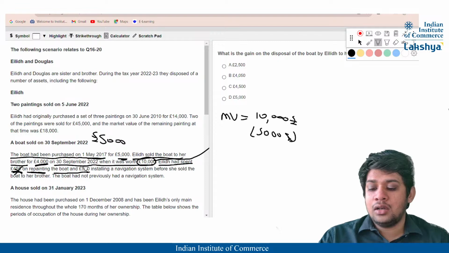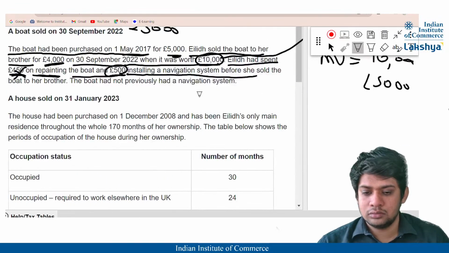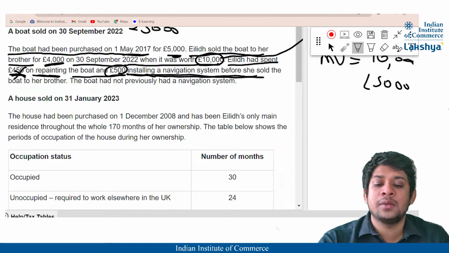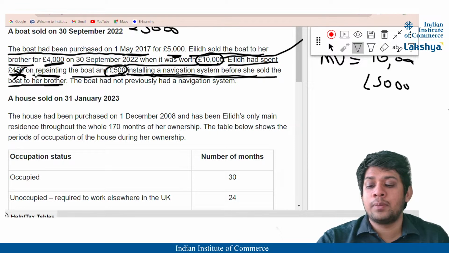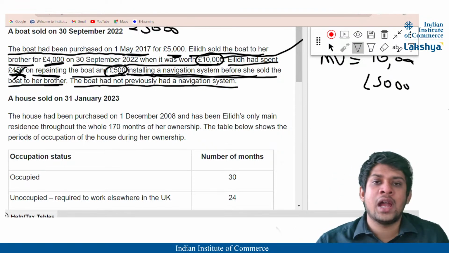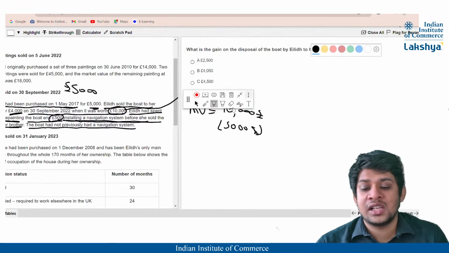The boat, and for repainting on the boat, 500 pounds installing a navigating system before she sold the boat to her brother. Okay, so that means she had installed a new navigating system. The boat had not previously had a navigating system. That means this is not a replacement. This is a newly added asset. I mean, a newly added expenditure to the boat, that is a navigating system. So that will be considered as an enhancement of the boat's expenditure.